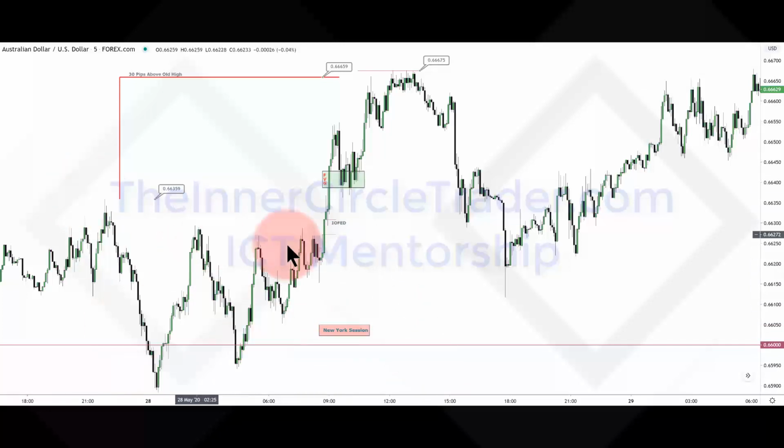Look at the consolidation in here ahead of the New York session. Now, there's lots of buy-side liquidity resting above this high, this high, this high, this high. Okay, so you already know where I'm going with this. This old high comes in at 66.35, and you can see that here. And 30 pips above that gives us 66.65. Okay, so a 30 pip sweep and reach for liquidity.